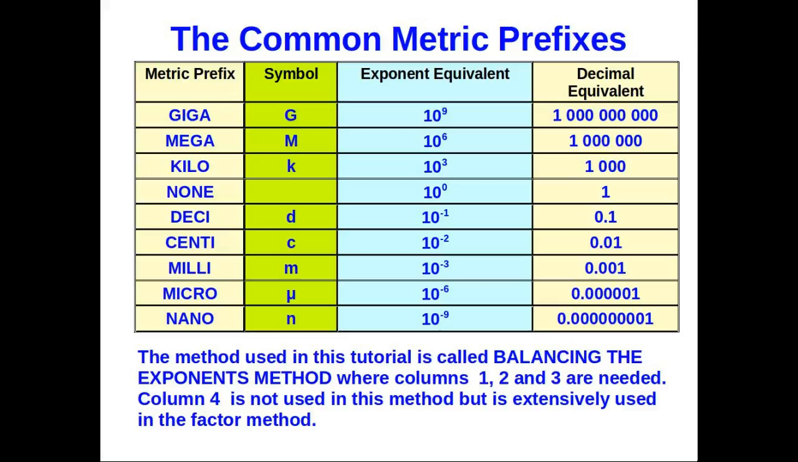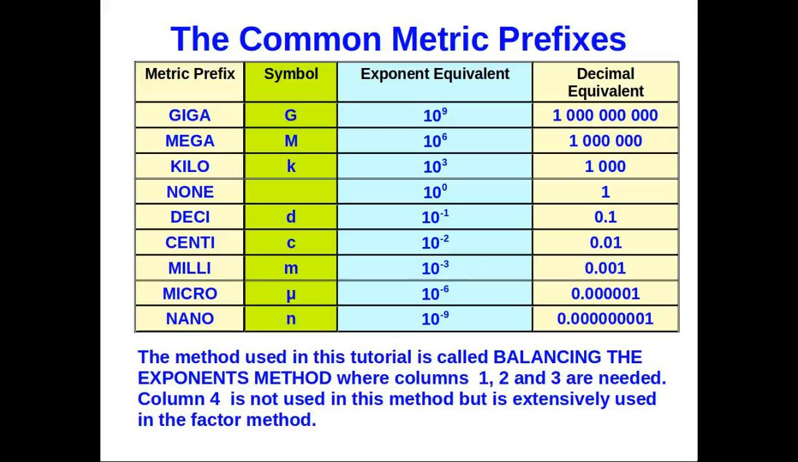Giga, capital G, 10 to the positive 9. Mega, capital M, 10 to the positive 6. Kilo, small k, 10 to the positive 3. Deci, small d, 10 to the negative 1.